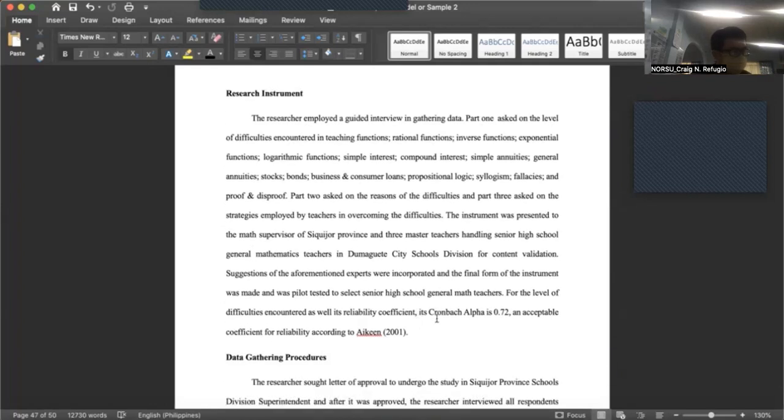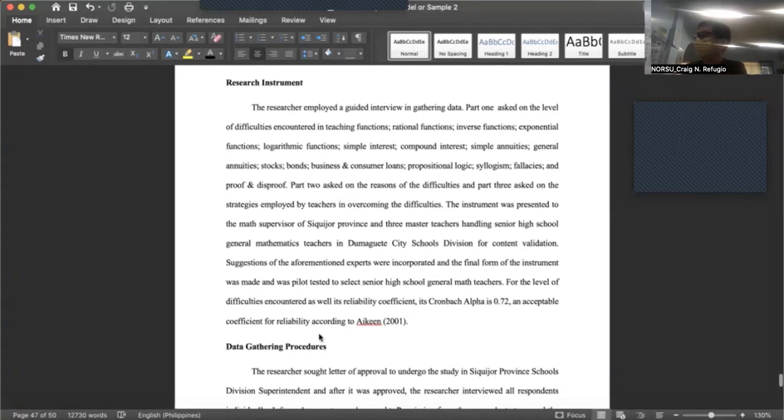And then, this is actually stated here. Have you read this one? For the level of difficulties encountered as well, its reliability coefficient, its Cronbach alpha is 0.72, an acceptable coefficient for reliability according to ICANN 2001. Do you see that statement in the last sentence of the research instrument? Yes, sir. You can delete that one. When you write your research instrument, delete that one, because that one is only for a completed thesis.